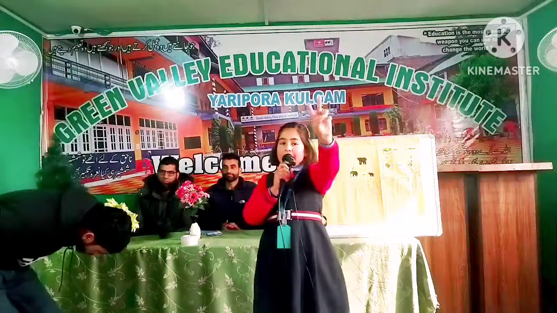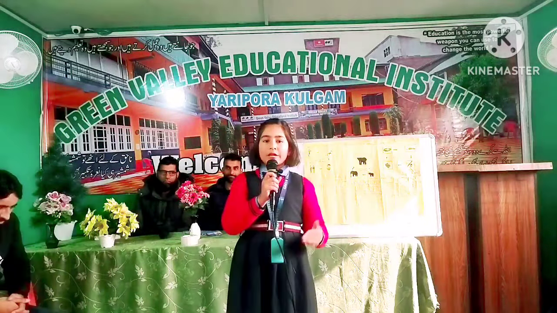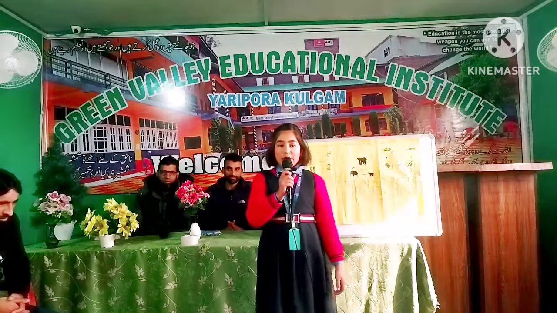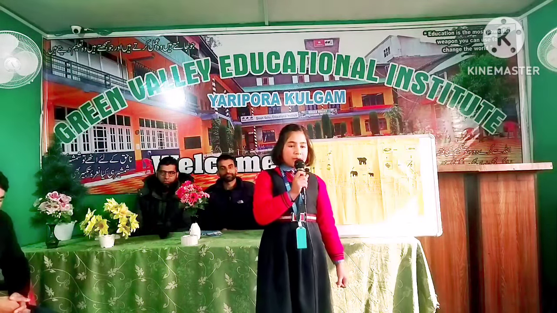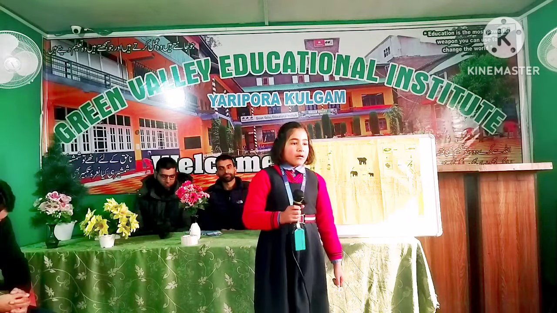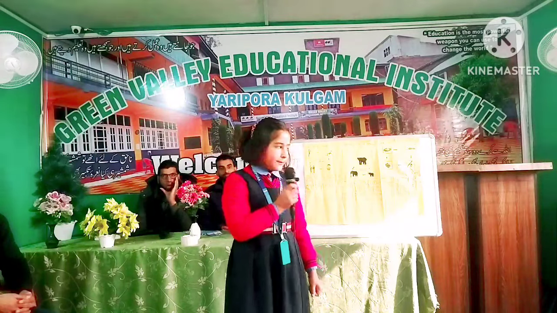Students, there are two ways of reproducing. First, some animals give birth to their babies directly. That's known as viviparous. So, which animal gives birth to its babies directly? Elephant. Great. The elephant gives birth to its babies directly.